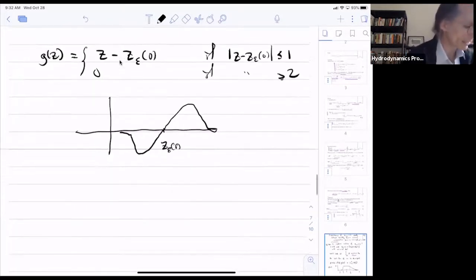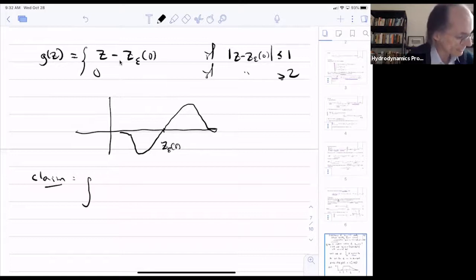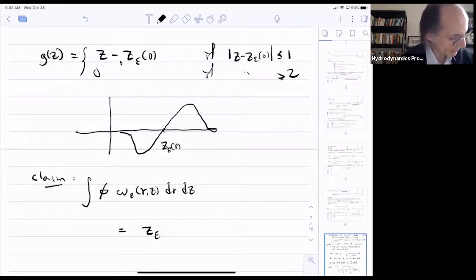Okay, and so I'd like to claim that the integral of this phi omega epsilon dr dz is z epsilon. Hold on, I want a tau here.